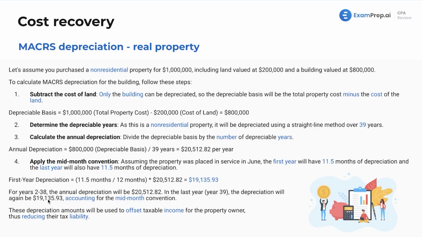Now for years 2 to 38, well, that's a long period of time, couldn't imagine something like that. The annual depreciation would be that amount, that $20,512. In the last year, year 39, the depreciation will again be that $19,000 amount, accounting for the mid-month convention. Now, these depreciation amounts will be used to offset taxable income for the property owner, thus reducing their tax liability, sending everyone off happy because they have to pay less taxes.